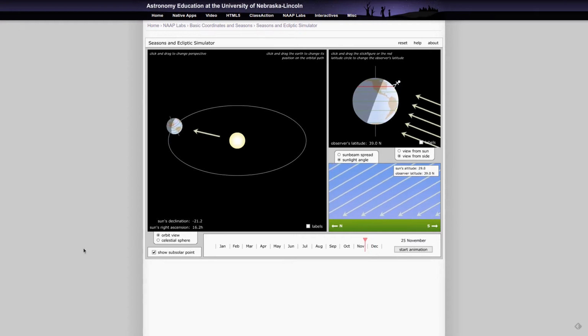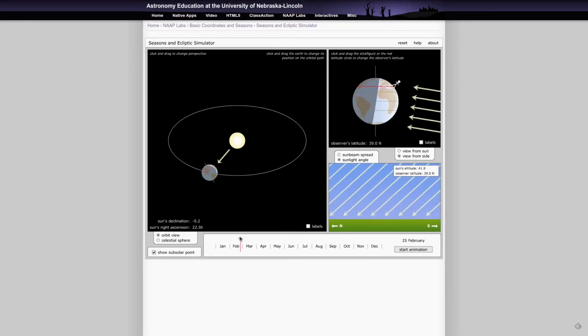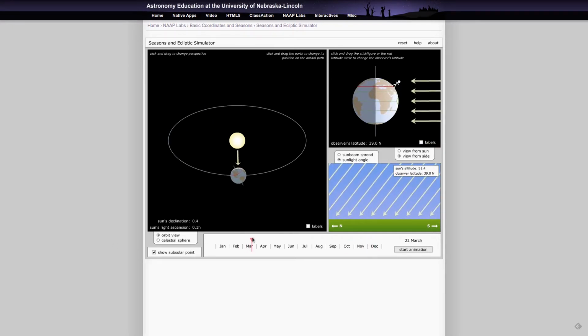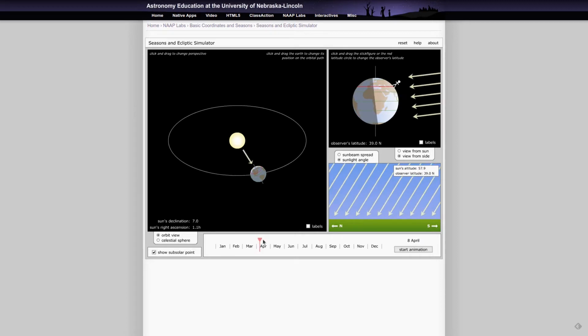And you can move, very slowly. I think it wants to play as an animation. I'm just going to play with it. So on the equinox, you can see the subsolar point here is at the equator. You can see the angle of the sun above the ground for this person is 51.4 degrees.